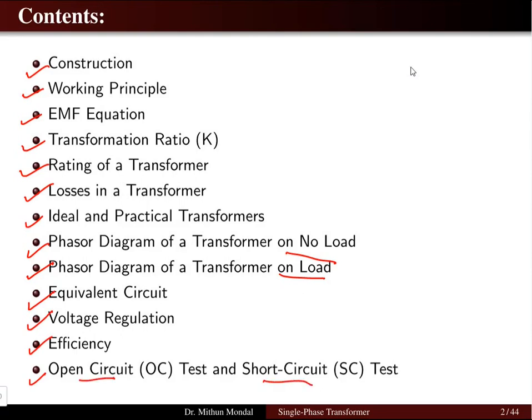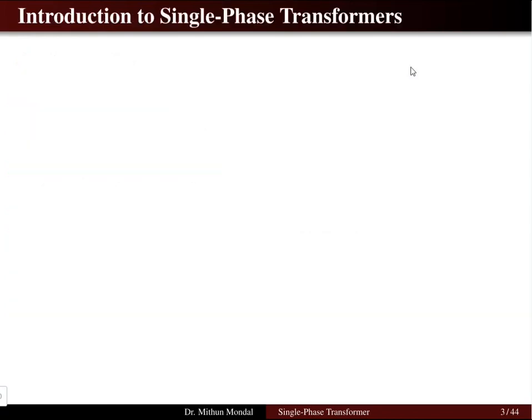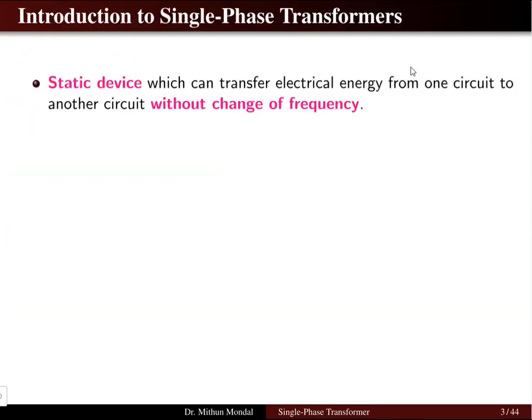This video lecture is divided into three different parts. In the first part, we will discuss from the construction to the rating of a transformer. In the second part, we are going to discuss from the losses to the phasor diagram of a transformer under load condition. And then we will discuss the equivalent circuit to the different testing of the transformer, that is the open circuit test and short circuit test. So the lecture will be divided into three different parts. Let us see the introduction first in a single phase transformer.